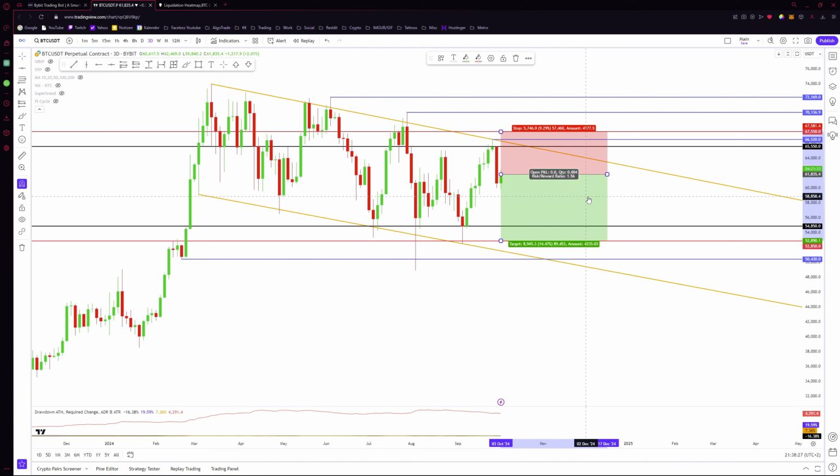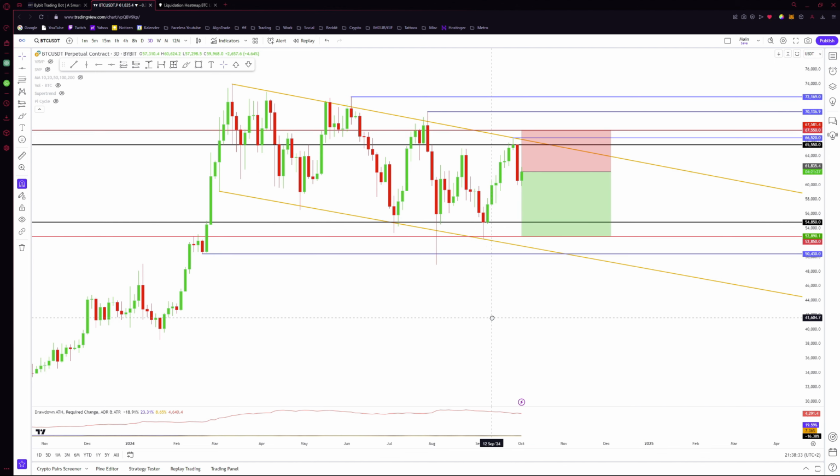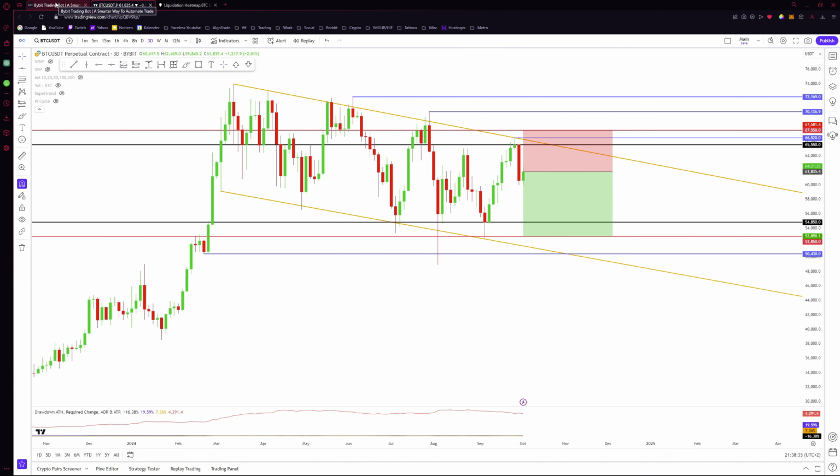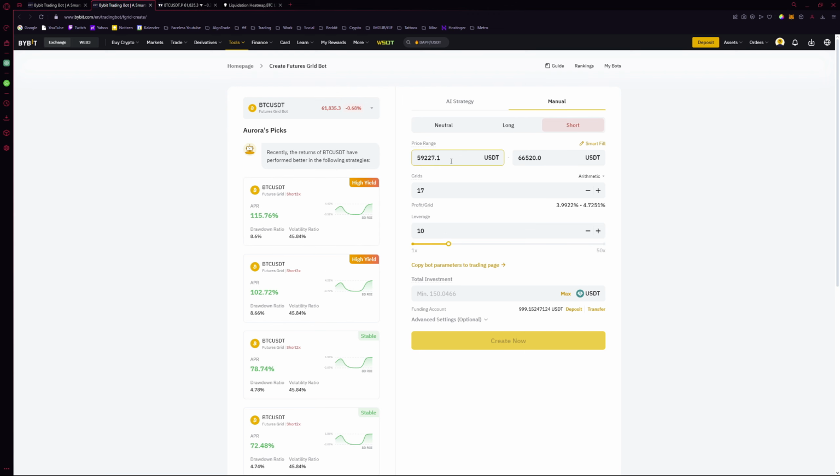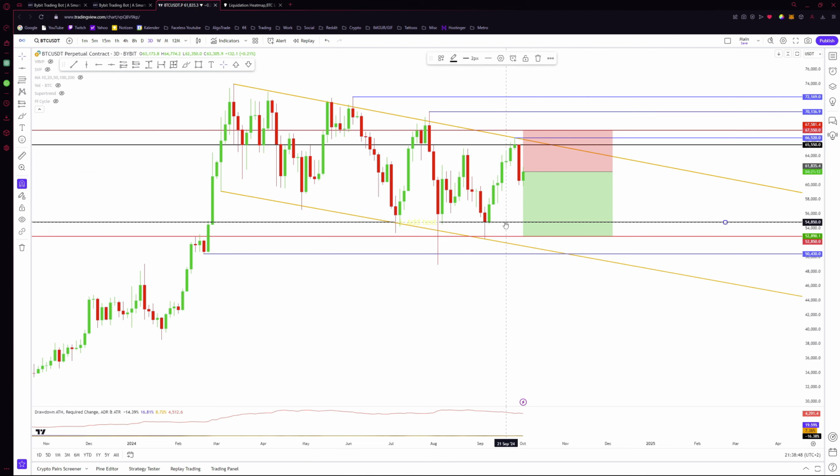And for me, this analysis completes this research, and I'm definitely going to go ahead and set up the bot. So how does it work? Very simple. We'll go to ByBit, start off with a futures grid bot, and then just go to manual and short. And then we'll go ahead and enter the price range. So what would you say?